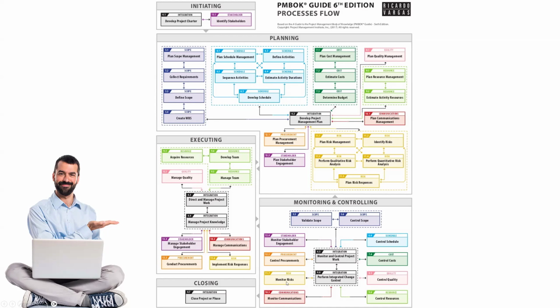But then we have three types of monitors because there are some things which can't be controlled. When we talk about controlling, we are talking about non-living objects. When we talk about living objects or real things, then we say we can't control them, we monitor them. We monitor the communications, we monitor the risks, and we monitor the stakeholder engagement. So there are three monitors, and the rest are six controls. And one thing is different, that is validate scope. Let me talk about those.